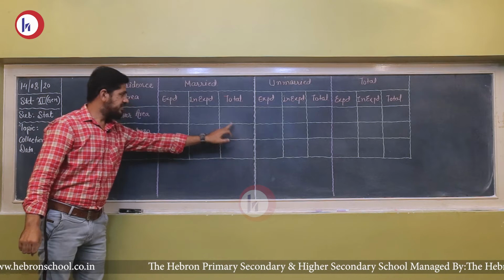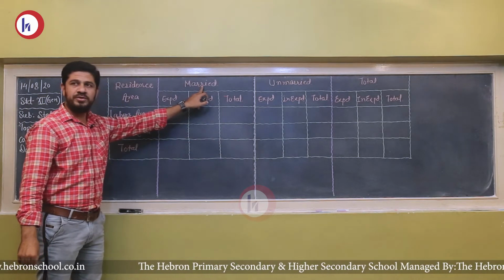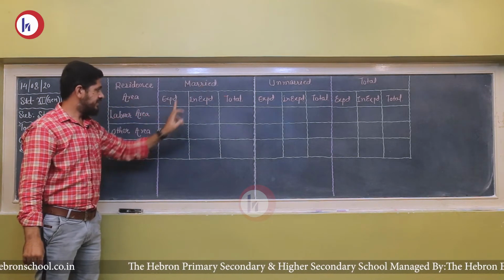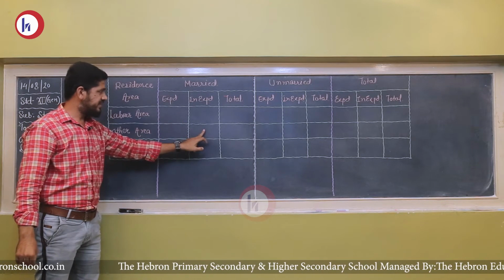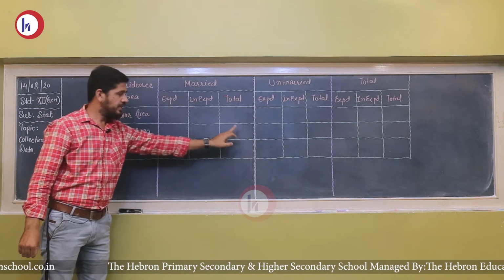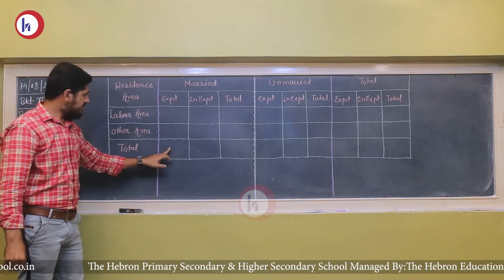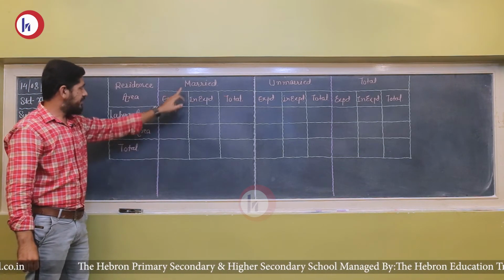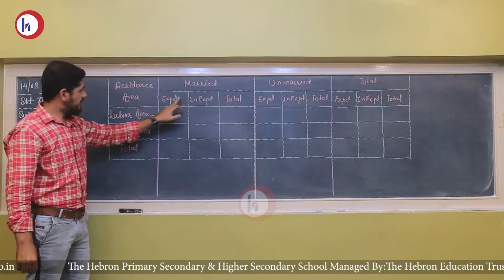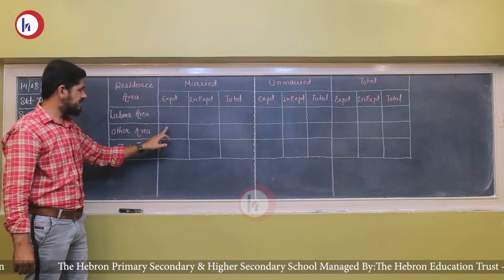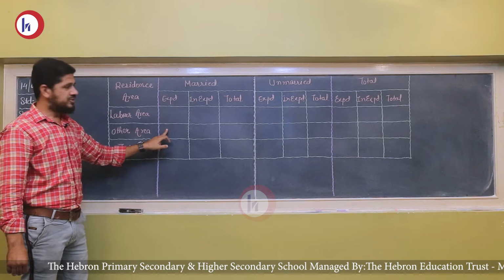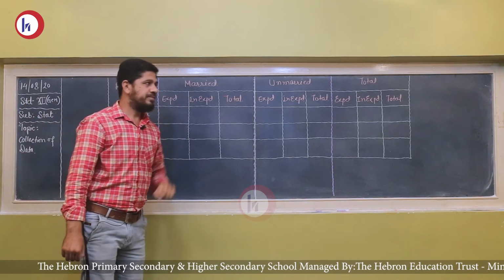This block indicates the total number of married women, experienced plus inexperienced, who live in other area. This block indicates the married experienced women who live in labor area plus other area. So we have the chart.